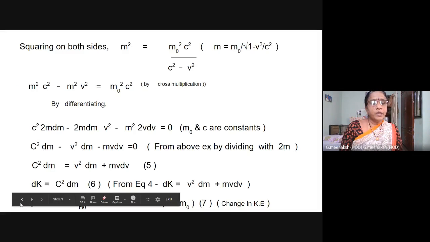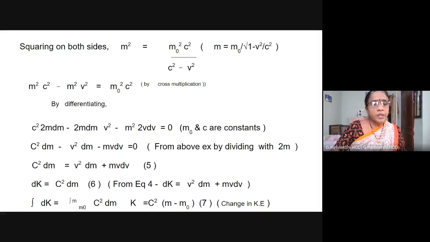Suppose we integrate this expression dK to get the total increase in kinetic energy. If we integrate this expression on both sides, integral of dK is equal to integral of c squared into dm, where the limits are from m naught to m. m naught is the rest mass and m is the mass of the moving body, where the mass is changing from m naught to m value. So integral of dK is equal to integral of c squared into dm.